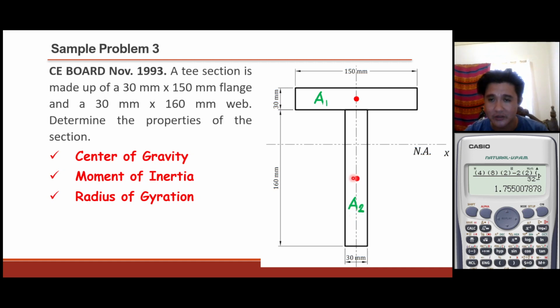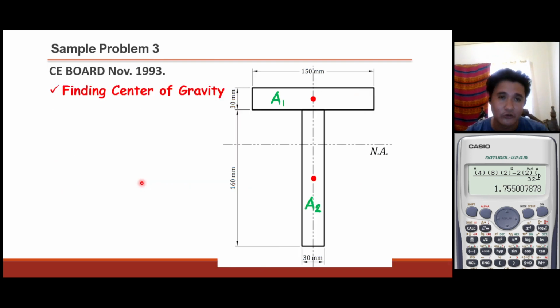Tapos yung centroid niya ay andito. So yung centroid niya naka-align siya sa y-axis. So hanapin na lang natin yung y bar natin kasi yung mga x distances niya ay naka-align naman sa y-axis. Okay? So finding the center of gravity, very basic.